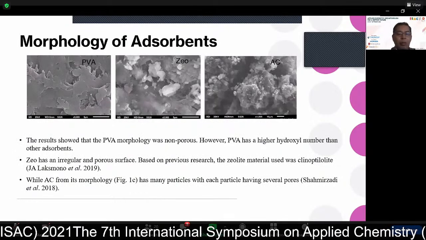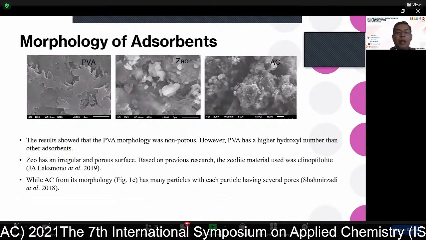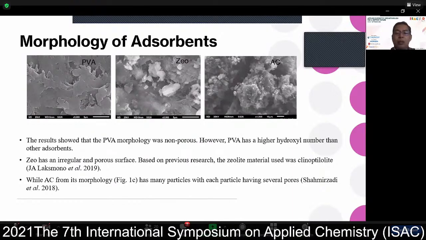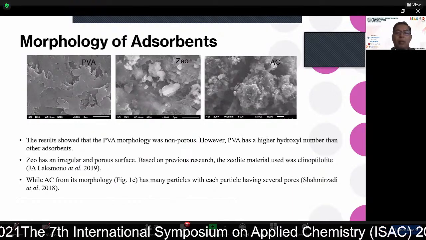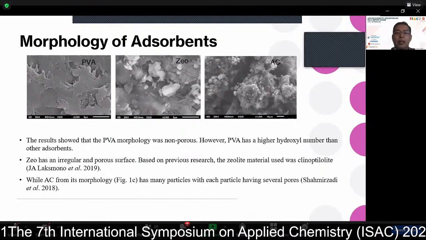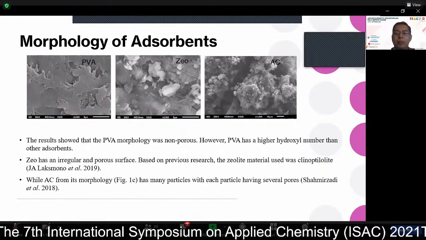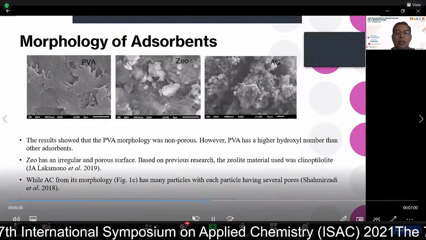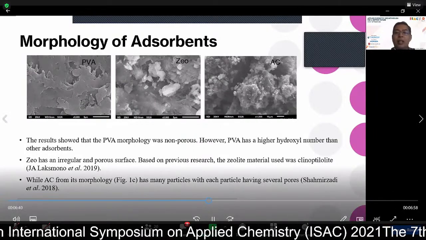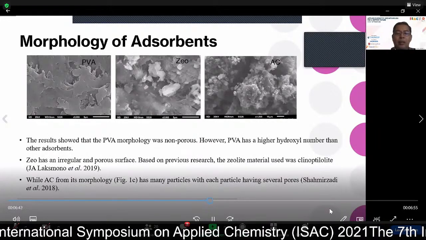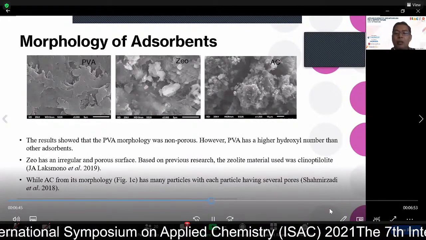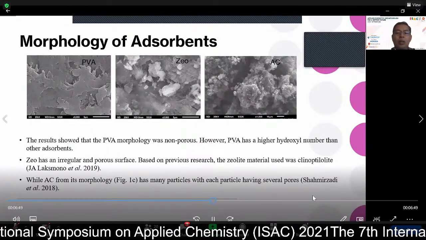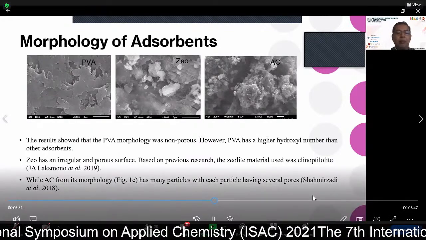From the morphology of the adsorbents, the PVA morphology was non-porous. This confirmed the result of the PVA surface area test using BET. However, PVA has a higher hydroxyl number than the other adsorbents, which is very useful for the adsorption process by utilizing the hydroxyl groups on the PVA surface.